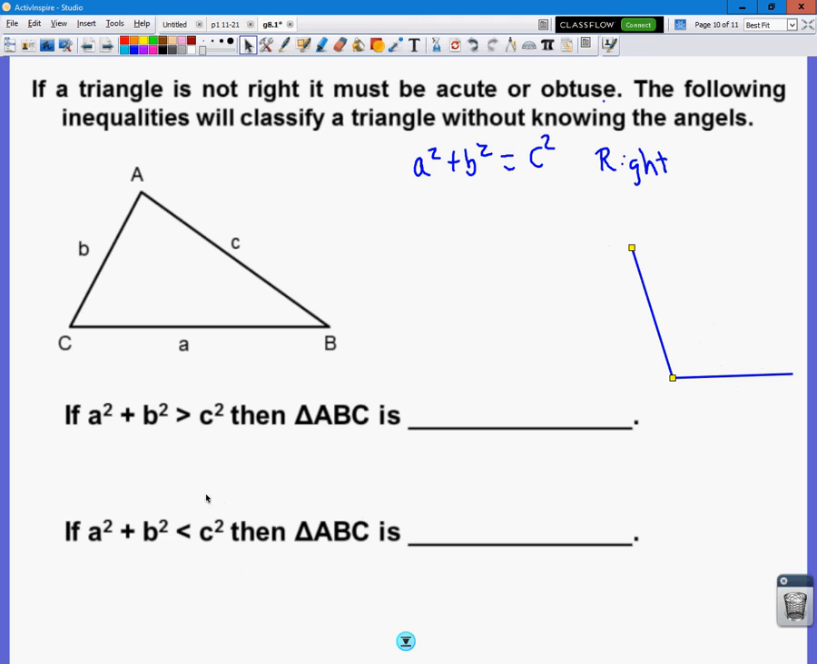Here it's showing the C squared side is getting larger. So if the C squared side is bigger, it will be obtuse. Likewise, if I went back and said, maybe I'll make it so that the angle is acute, what happens to the C side of the triangle? It gets smaller. So here I can see the C squared side got smaller. So that would make it acute.